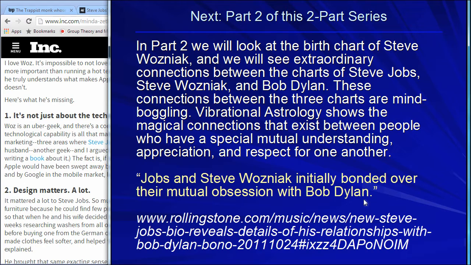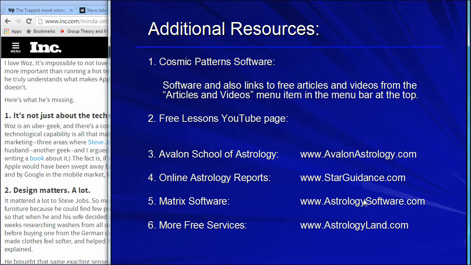So these musicians that you love, or artists that you love, or authors that you love, we all have our favorites, people that move us, that we connect with, there are astrological bonds. And we're going to see what those bonds look like. And where we don't understand each other, where Steve Wozniak, very close to Jobs, very good friends, but they're still very different, we see that as well. But we'll see their bonding over Bob Dylan. Okay, so I'm at the end of part one.